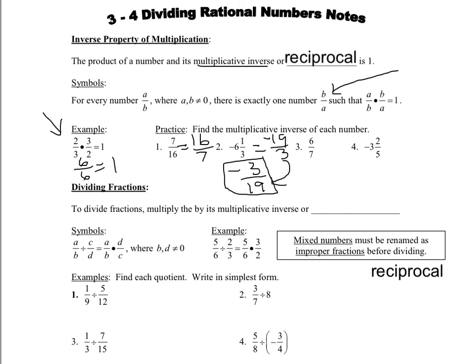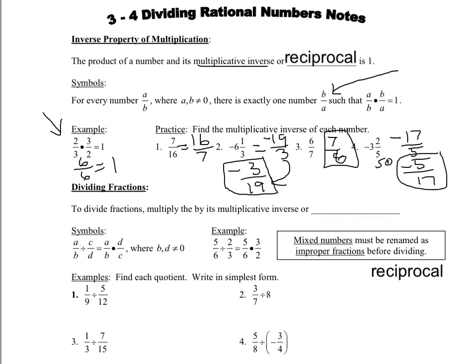Reciprocal doesn't affect positive or negative. If a number's positive, its reciprocal is positive. If a number's negative, its reciprocal is negative. Number 3, 6/7, its reciprocal would be 7/6. Number 4, -3 2/5. We have to change it to improper first. It'd be -17/5, so its reciprocal is going to be -5/17. So you need to be able to find reciprocals.